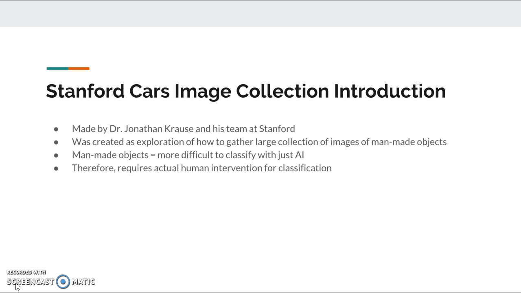Now, man-made objects are a lot more difficult to classify with just AI, unlike tasks such as classifying whether an image of an animal is a cat or a dog. And so it required actual human intervention to correctly classify the images.